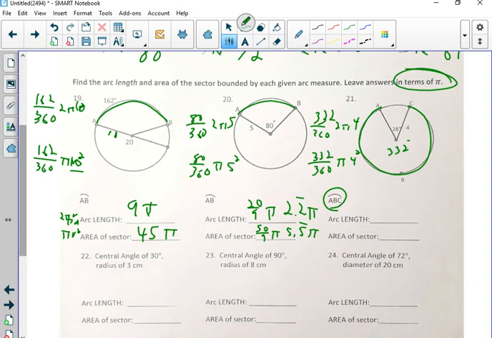Now when you do that, and reduce it down, you get 332 over 45 pi, or 7.38 pi. And for the area of the sector, again, 16 times 332 over 360. You've got to play with reducing it. It doesn't go very far. 664 over 45 pi, or 14.75 repeating pi.